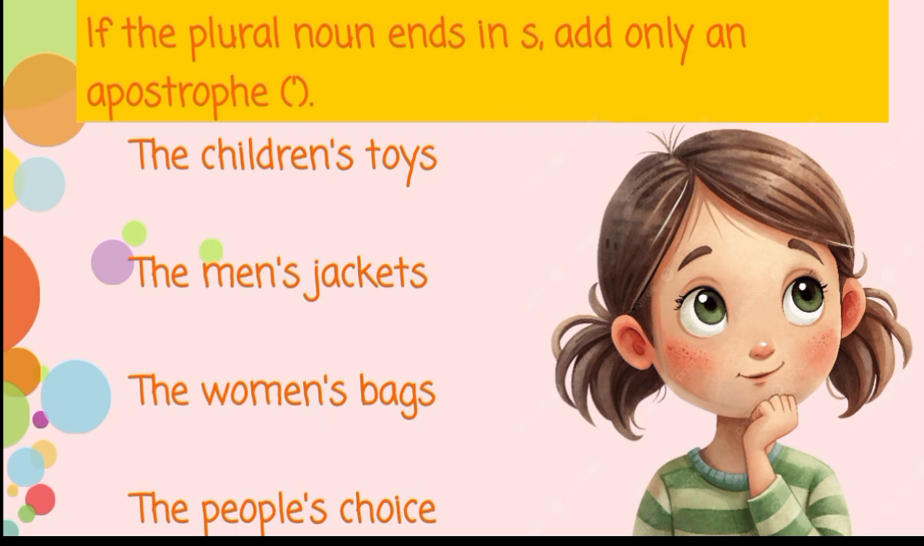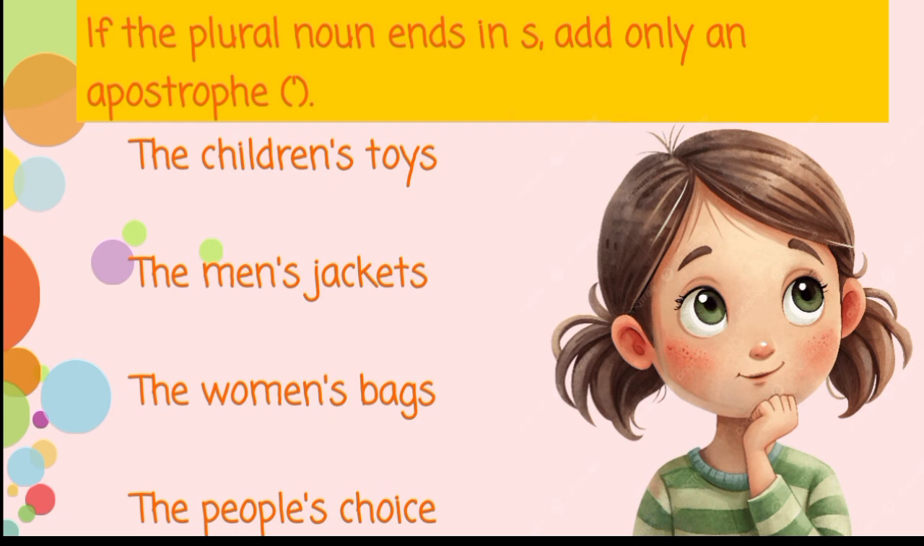There is another rule for plural nouns. If we have a plural noun and the end of this plural noun is not s, then we will again add apostrophe s. Here look, the children's toys. Here children is a plural noun but it does not have s at the end, so we added apostrophe s.